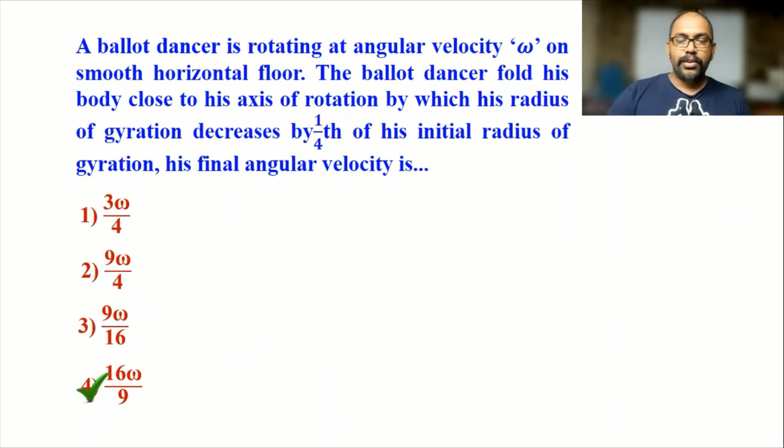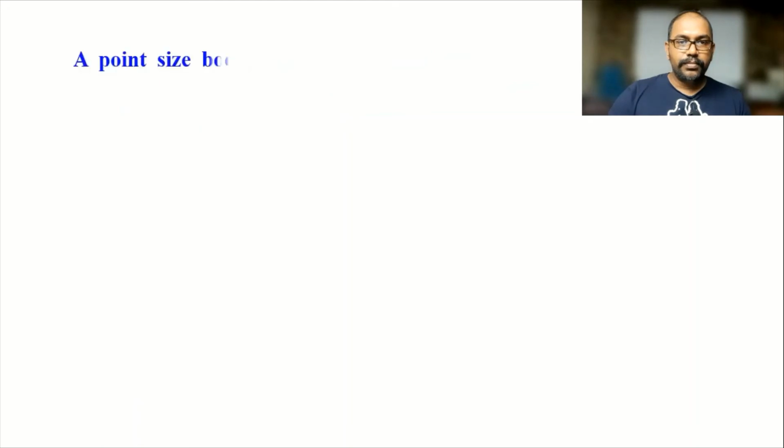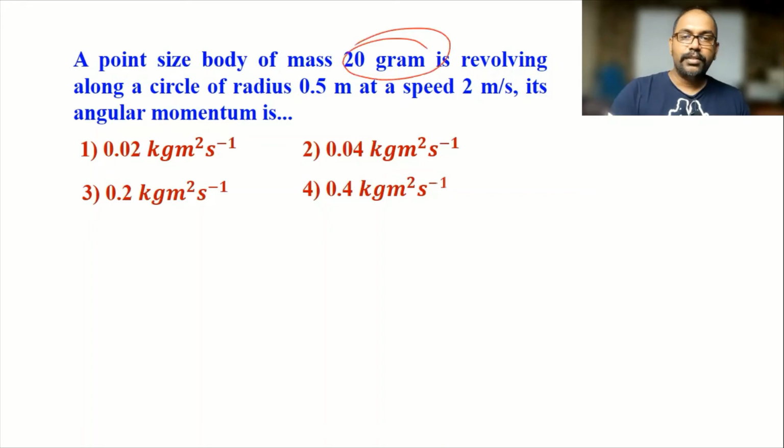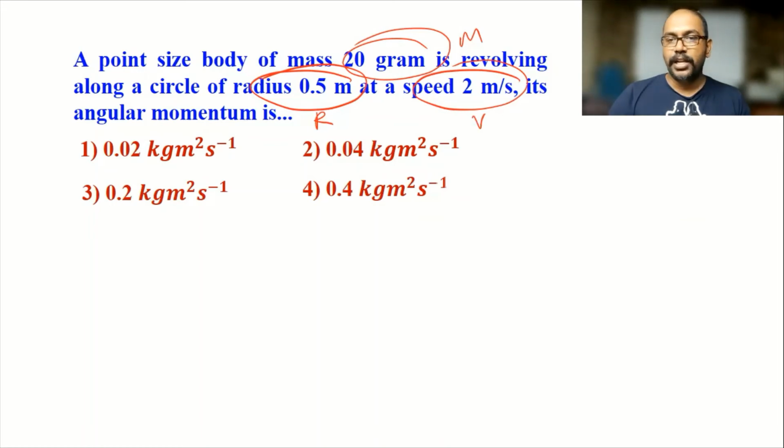Now we go for the next one. Now see the question. A point size body of mass 20 gram is revolving along a circle of radius 0.5 meter at a speed of 2 meter per second. Here the mass is given, radius is given, and speed is given, and you have to find out the angular momentum. So angular momentum is given by the formula m r v.